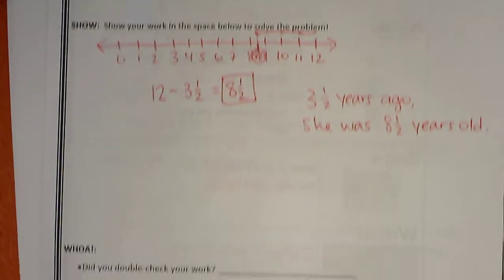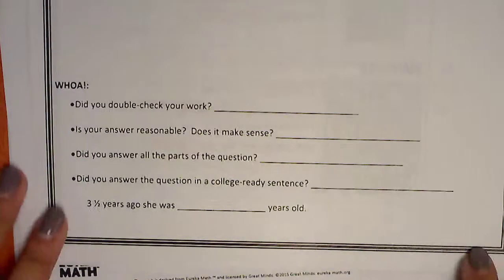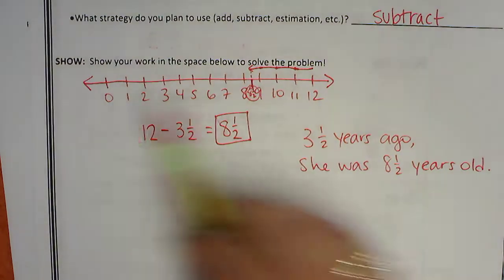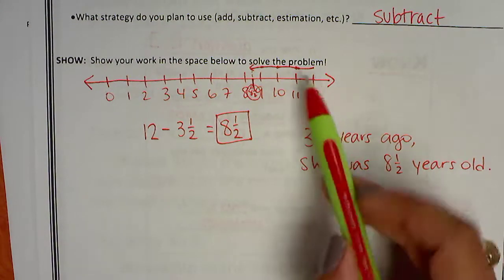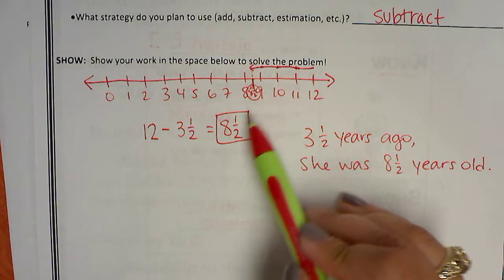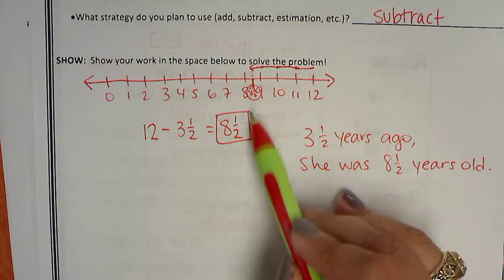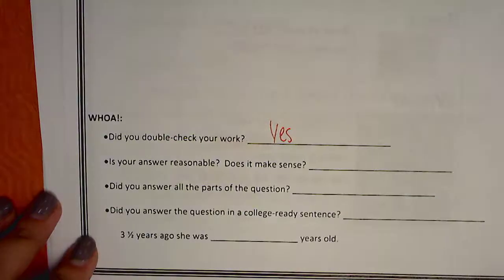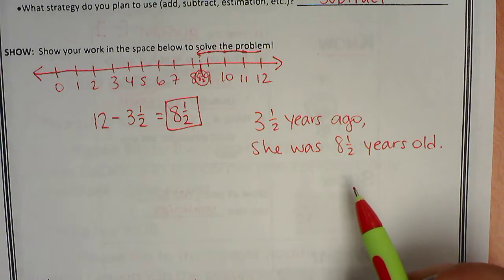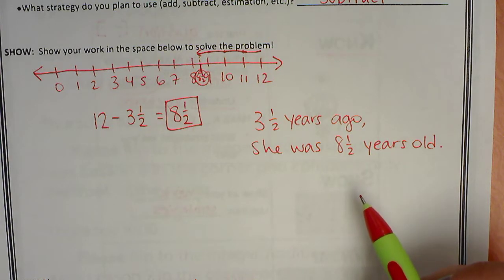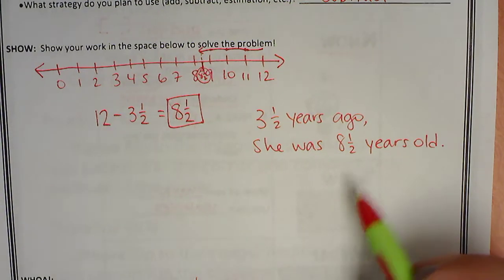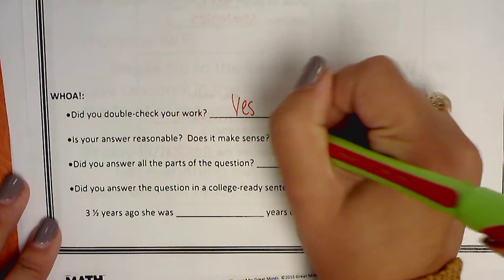Now we're going to do the WOAH part. Did you double check your work? Let's go look. Okay, I know she was 12. We went 3.5 years back. 1, 2, 3.5. Yep, 12 minus 3.5 is 8.5. That matches up with 8.5. Awesome. I did double check my work. Is your answer reasonable? Does it make sense? If she's 12 now, does it make sense for her to be 8.5, 3.5 years ago? Yeah, she would be younger, right? She'd be younger 3.5 years ago. So, yes.